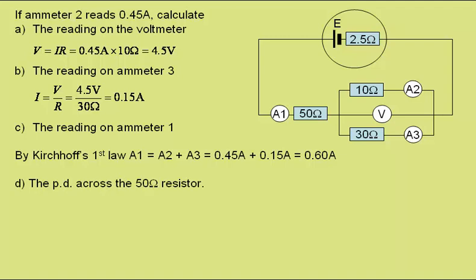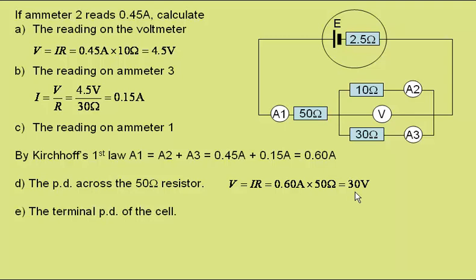In D, we're asked for the potential difference across the 50 ohm resistor. Again, using Ohm's law, voltage is current times resistance. We've found the current of 0.6 amps, the resistance 50 ohms, means the potential difference across the 50 ohm resistor is 30 volts. For part E, we're asked for the terminal potential difference of the cell.